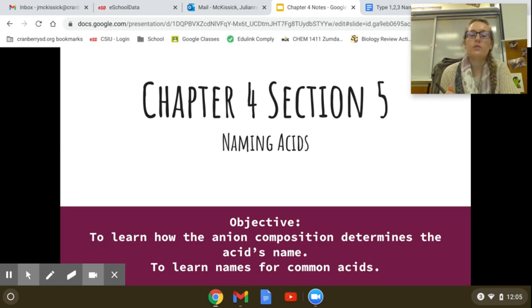Hey guys, this is chapter 4, section 5, naming acids. So what we're going to be talking about in this one is how the anion composition determines the acid's name. Specifically, we're going to be talking about whether or not it has oxygen in it and how that is going to affect its name. And then we're also going to learn how to name them. And there are going to be a couple of rules that determine that.